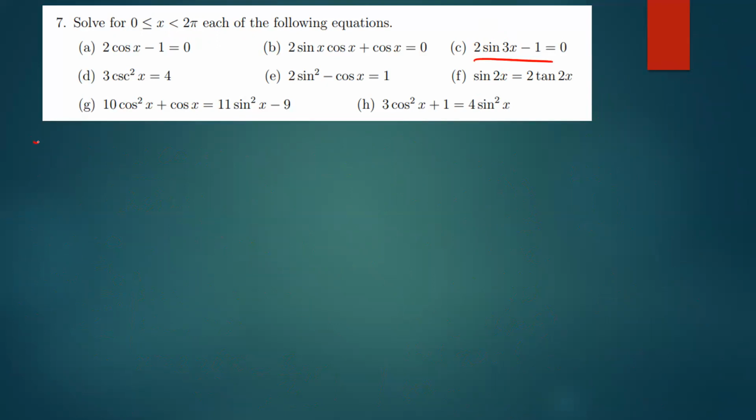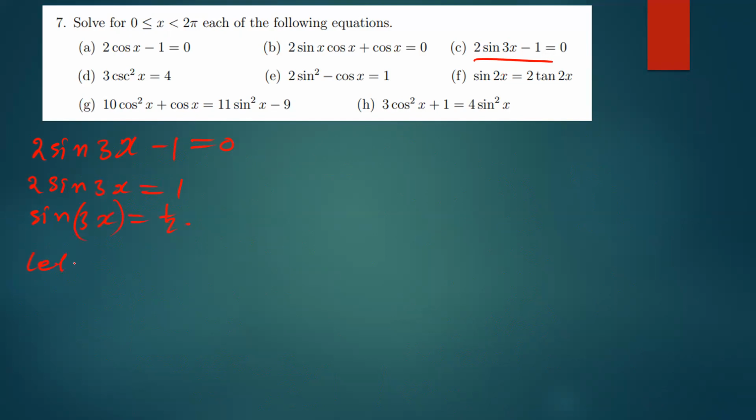which is 2 sine 3x minus 1 is equal to 0. So what you do is you take this negative 1 to the other side of the equal sign, so that you have 2 sine 3x is equal to 1. And then you divide everything by 2, so that you get sine 3x is equal to 1 over 2. But remember, we have 3x there.